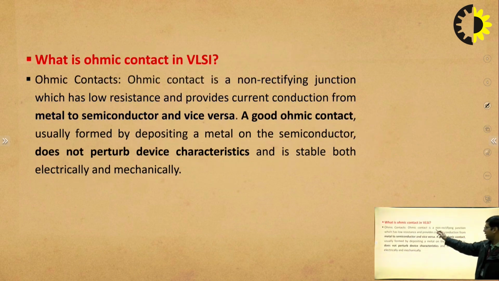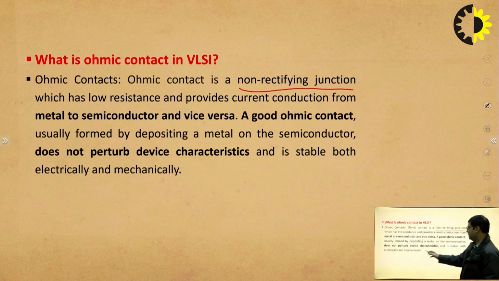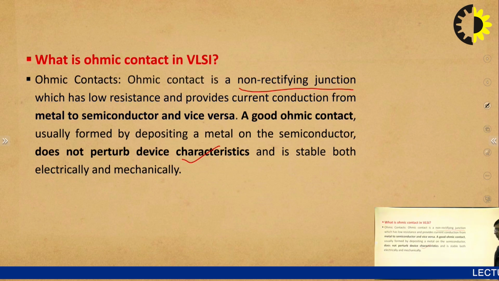So ohmic contact is a non-rectifying junction. Non-rectifying means the current can flow in both the directions, and it has a low resistance and provides current conduction from metal to semiconductor and vice versa. A good ohmic contact is usually formed by depositing a metal on the semiconductor, and it does not perturb the device characteristics and is stable both electrically and mechanically.